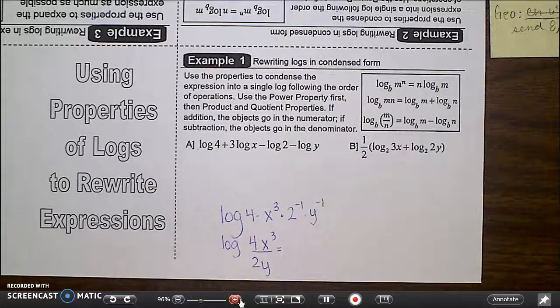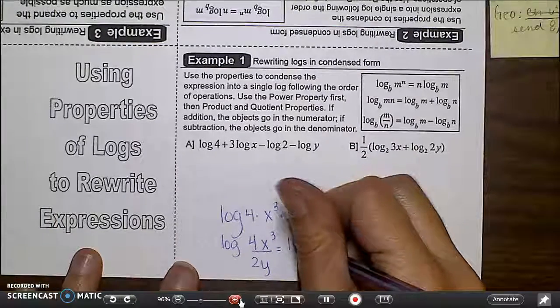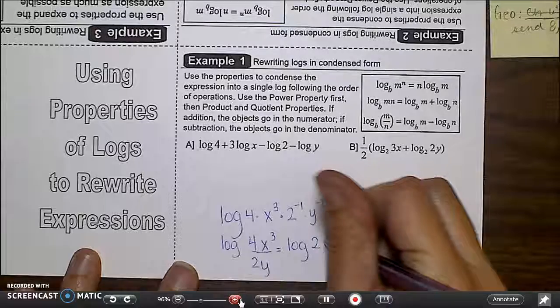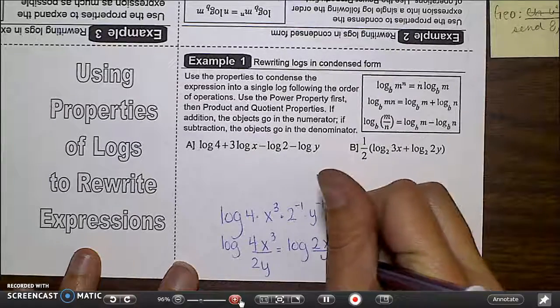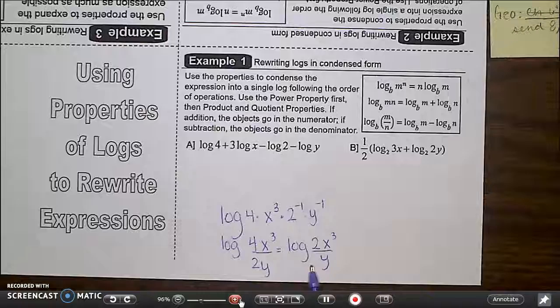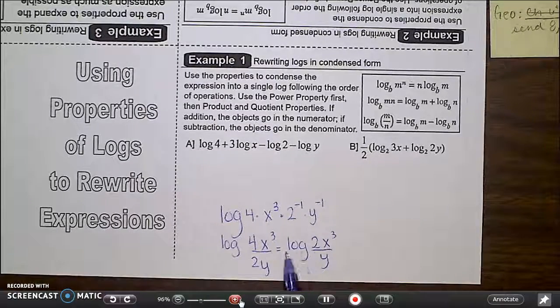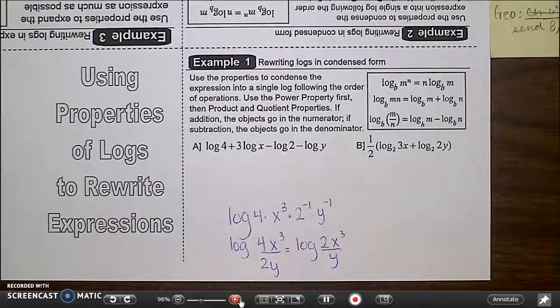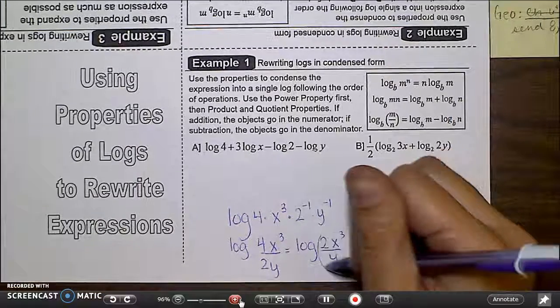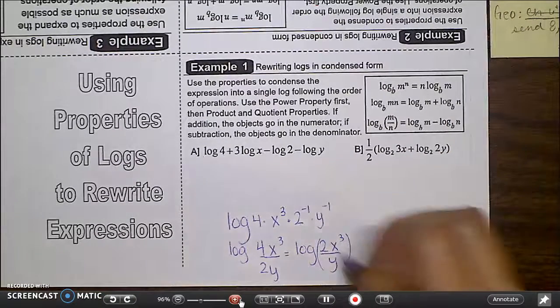So then I can simplify because the 4 over 2. And so we have log of 2x to the third over y. One thing that I noticed when I was checking these is that you guys had a really long divide by bar here. You should not, because you were just dividing the stuff inside of the logarithm, not on the outside.